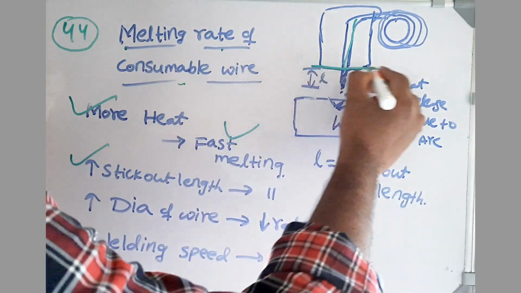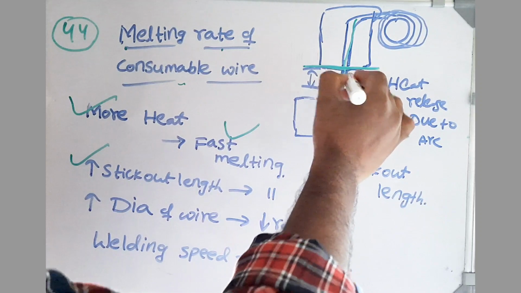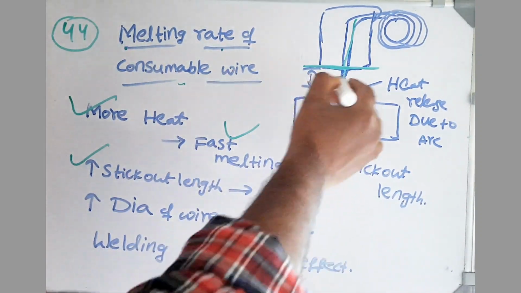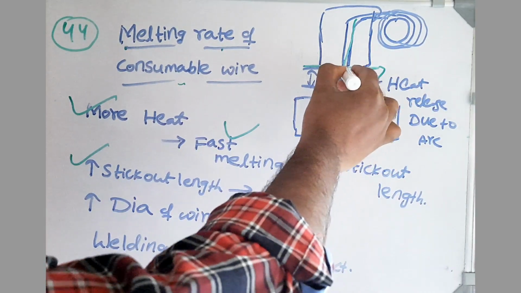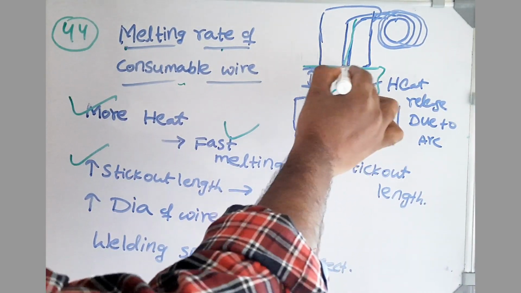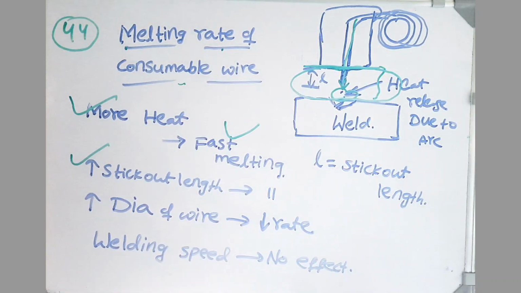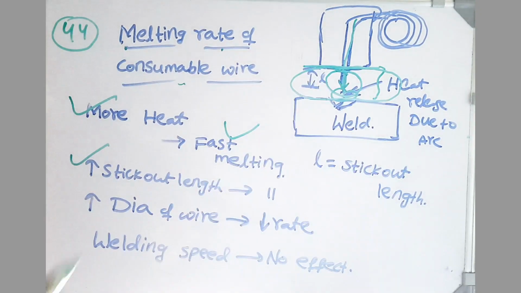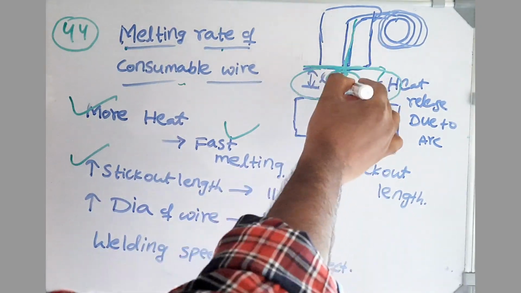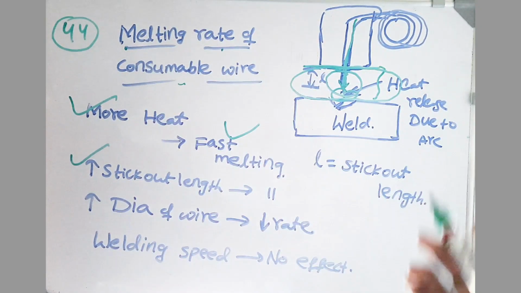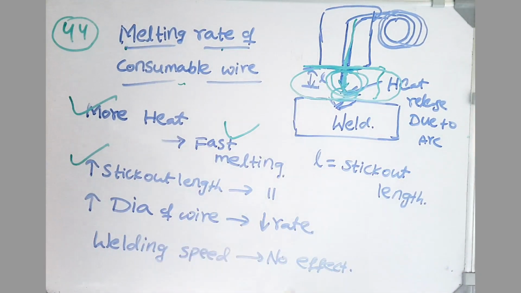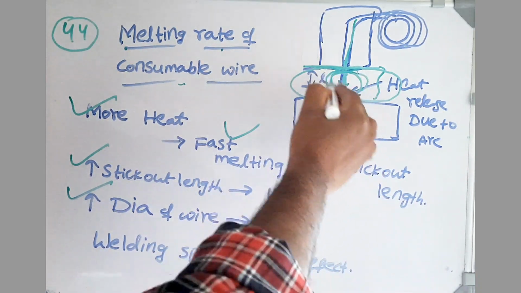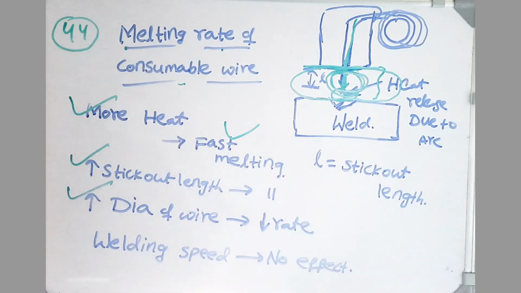Friends, stick out length is the length of the electrode which is outside this. All the heat release is there in this region. Electron comes, electron hits, arc generation is there. So the total amount of heat release is in this region. So if you increase the stick out length, you are increasing the amount of material available in this region where heat is there. So as the stick out length increases, more wire length is exposed to the heat. So the rate of melting is high because more material is available there. And if you go to the diameter of the wire, if you increase the thickness of the wire, what happens? You need more heat to melt the electrode.